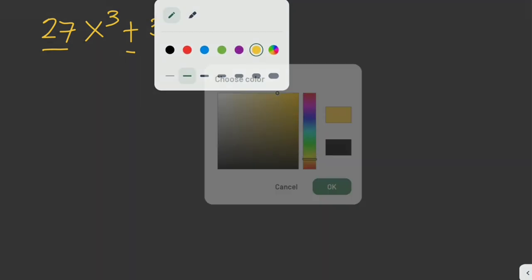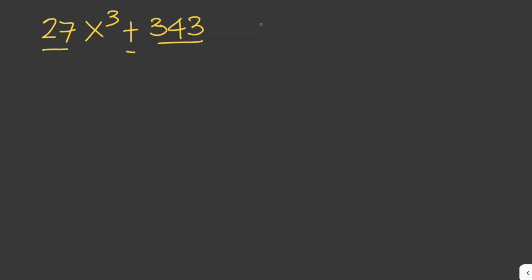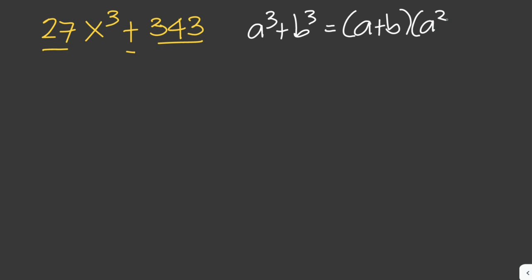So let me write down the formula again. This is a cubed plus b cubed equals a plus b times a squared minus ab plus b squared. So you can use this formula only for sum of cubes.